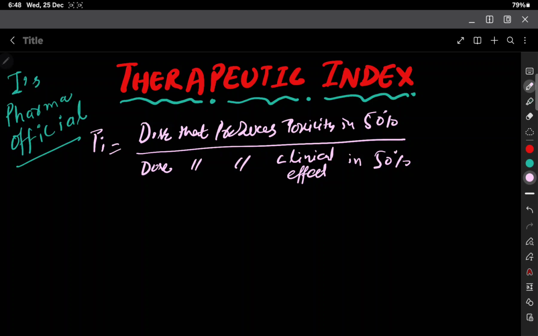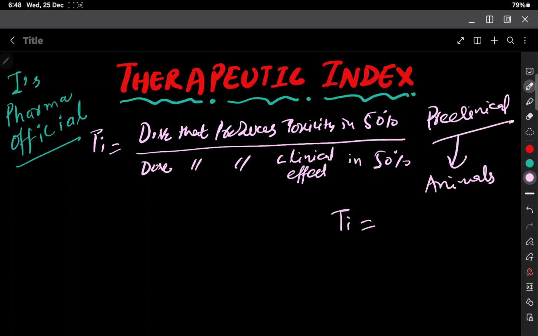It's equal to the dose that will produce toxicity in 50% of the population or 50% of the animals, and the dose that produces clinical effect in 50% of the population or 50% of the animals. So why am I using animals here? Because during the preclinical studies, all the studies are done on animals. So in case of animals, this therapeutic index will be equal to LD50 upon ED50. LD is the lethal dose, ED is the effective dose.